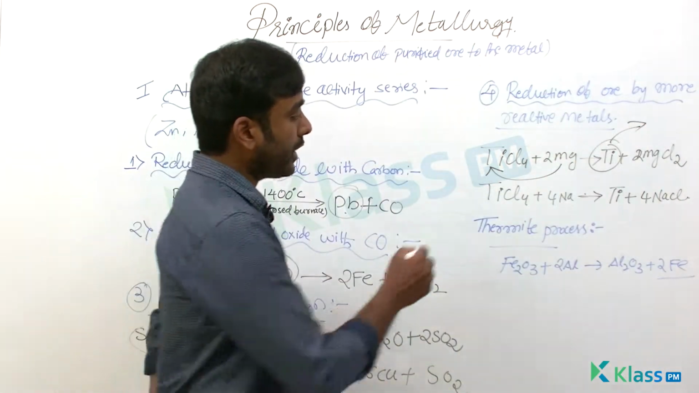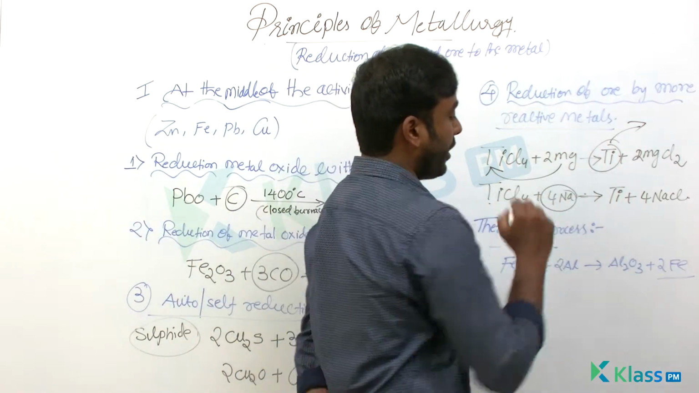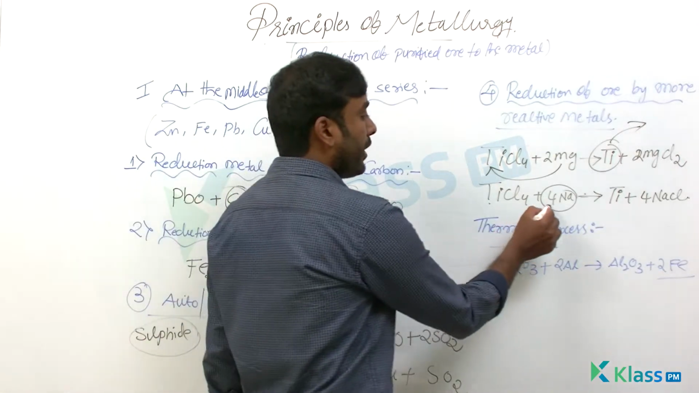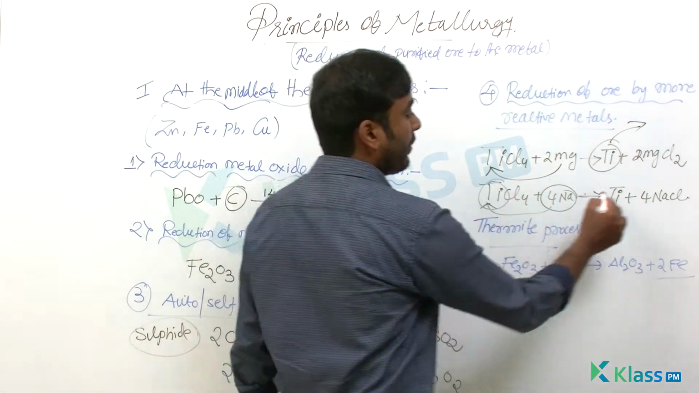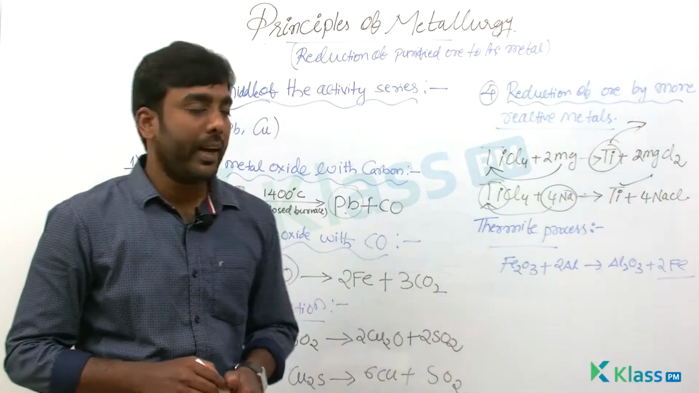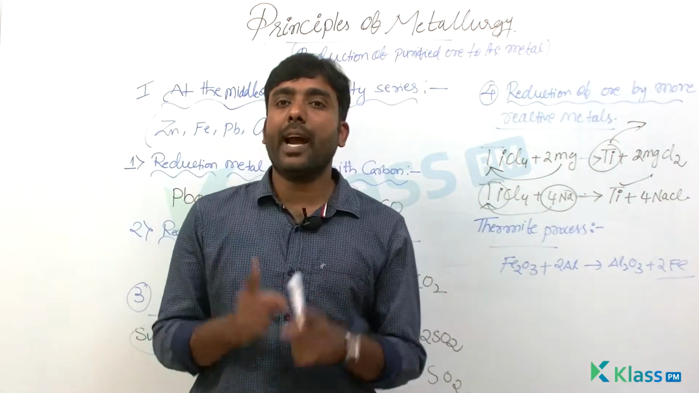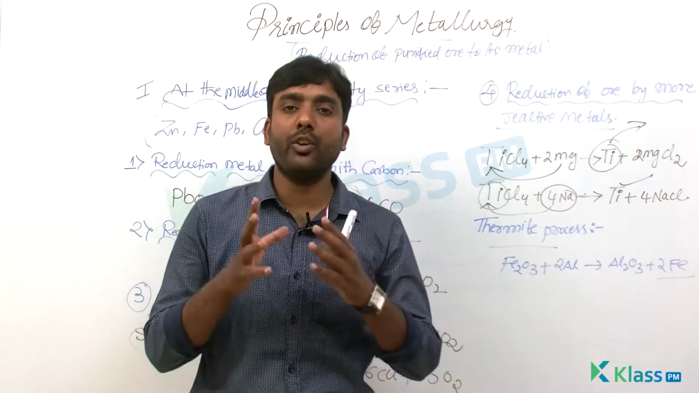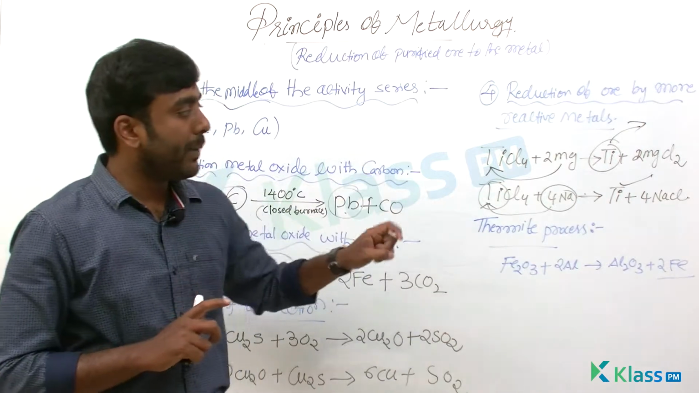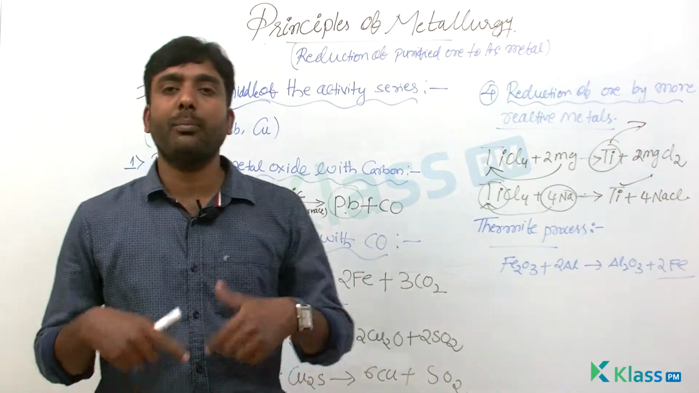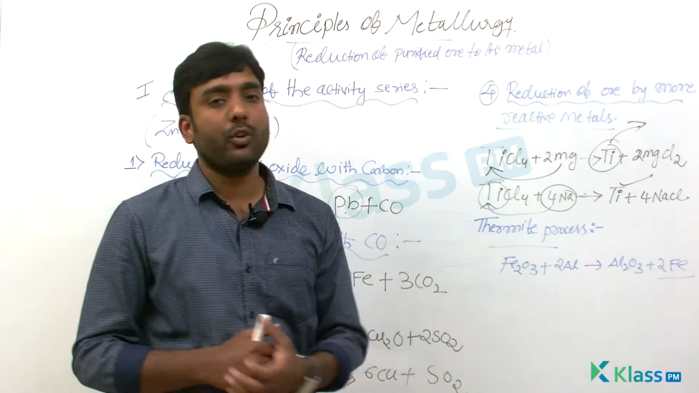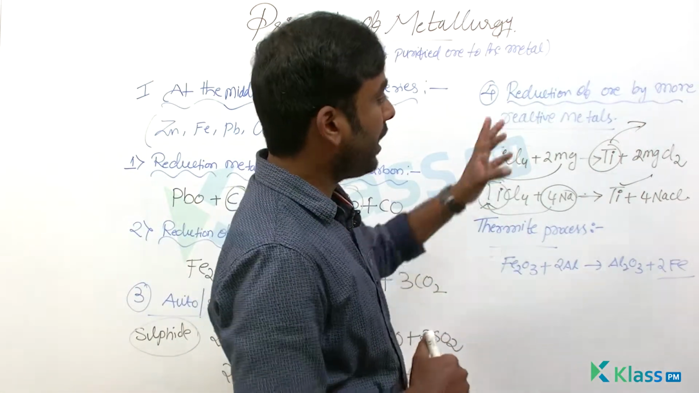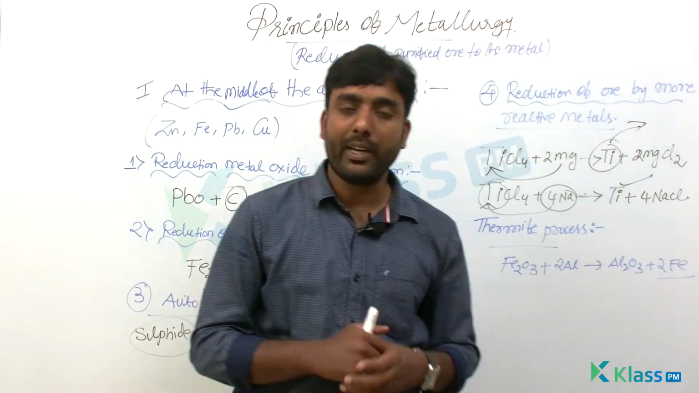Here is another example: titanium chloride is also reacted with sodium, because sodium is also at the top of the activity series, which is also highly reactive. Okay, so this sodium displaces the titanium so that we will get the titanium. So here the highly reactive metal is used as the reducing agent. These metals displace the low reactive metals from their ores, so that the low reactive metal can be extracted by this method.